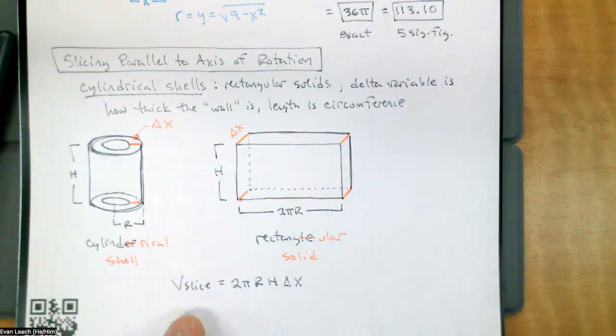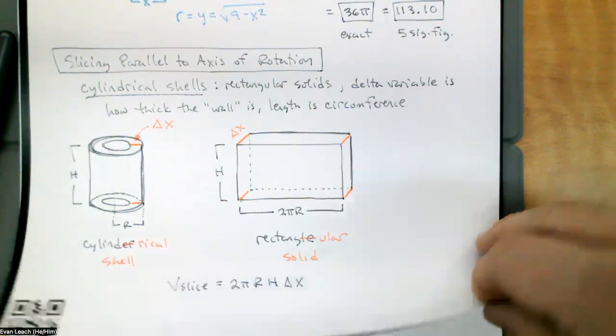What are we talking about? Oh, yes. So if we slice parallel to the axis of rotation, we're going to use 2 pi r times h times the delta variable. Any questions? Let's do a problem.